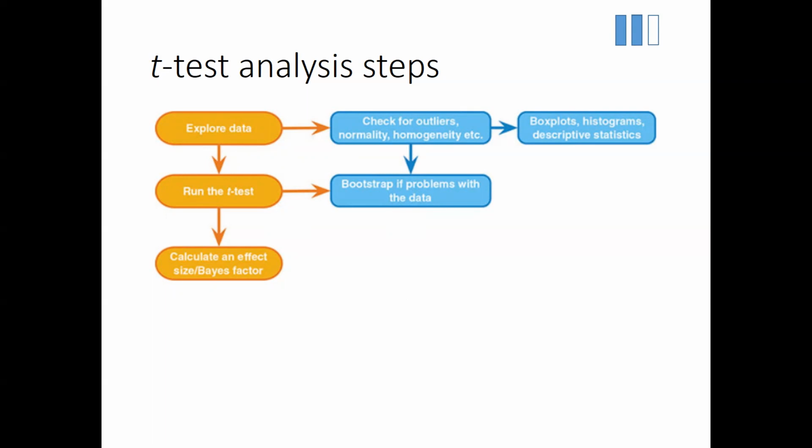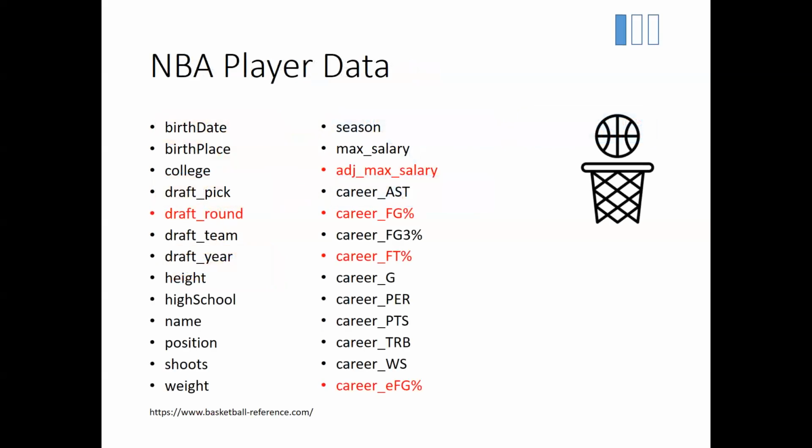First thing we want to do is, of course, explore our data, check for any outliers, all those sorts of things, and then run the t-test. And there are ways of bootstrapping if we do have problems, but we're going to assume that we don't have problems for the purpose of simplicity tonight. Then, of course, we run our t-test, we get our p-values, and we determine if we have a statistically significant difference in the average scores or average values, whatever they may be.